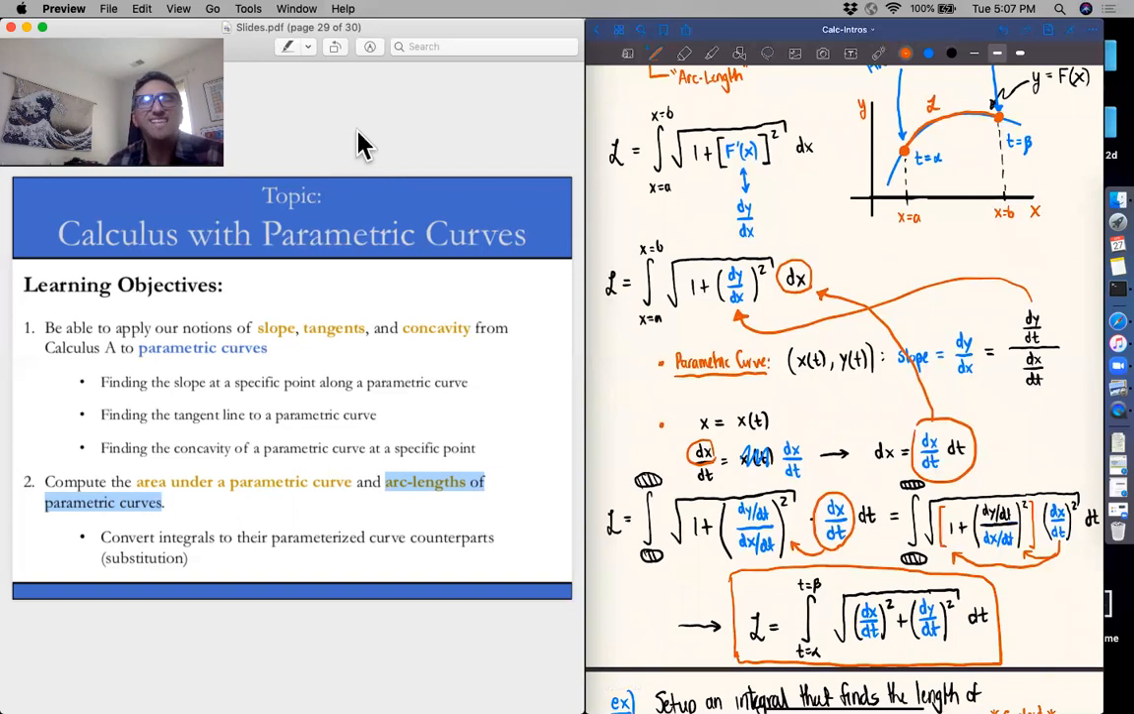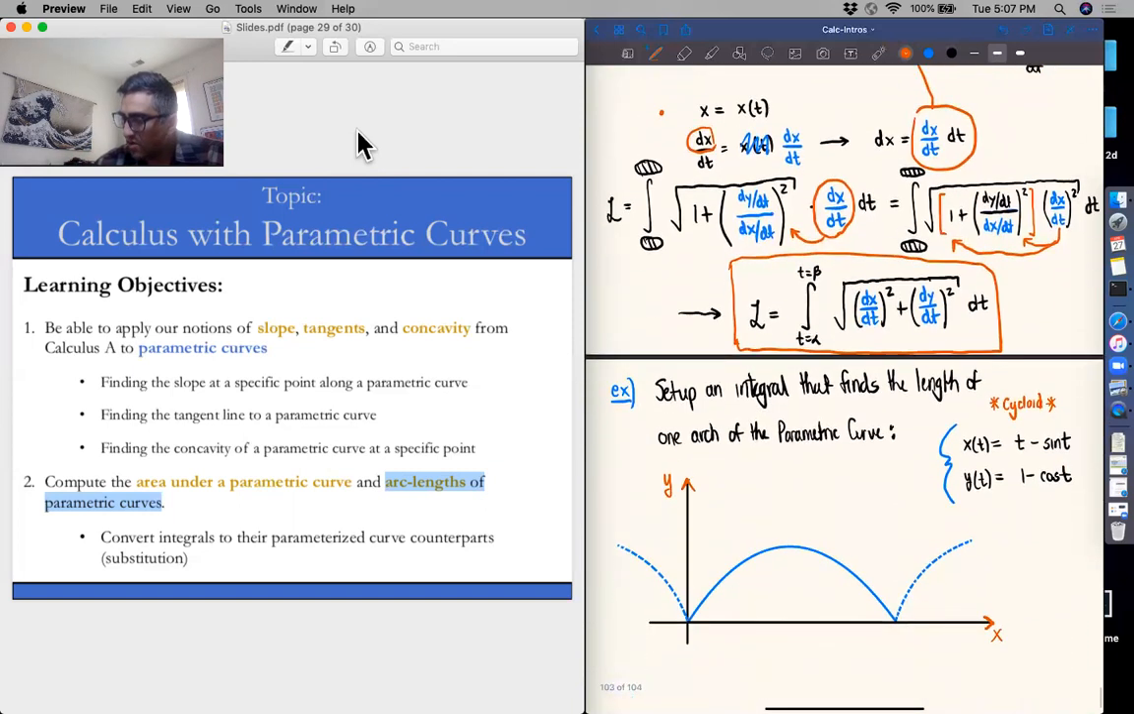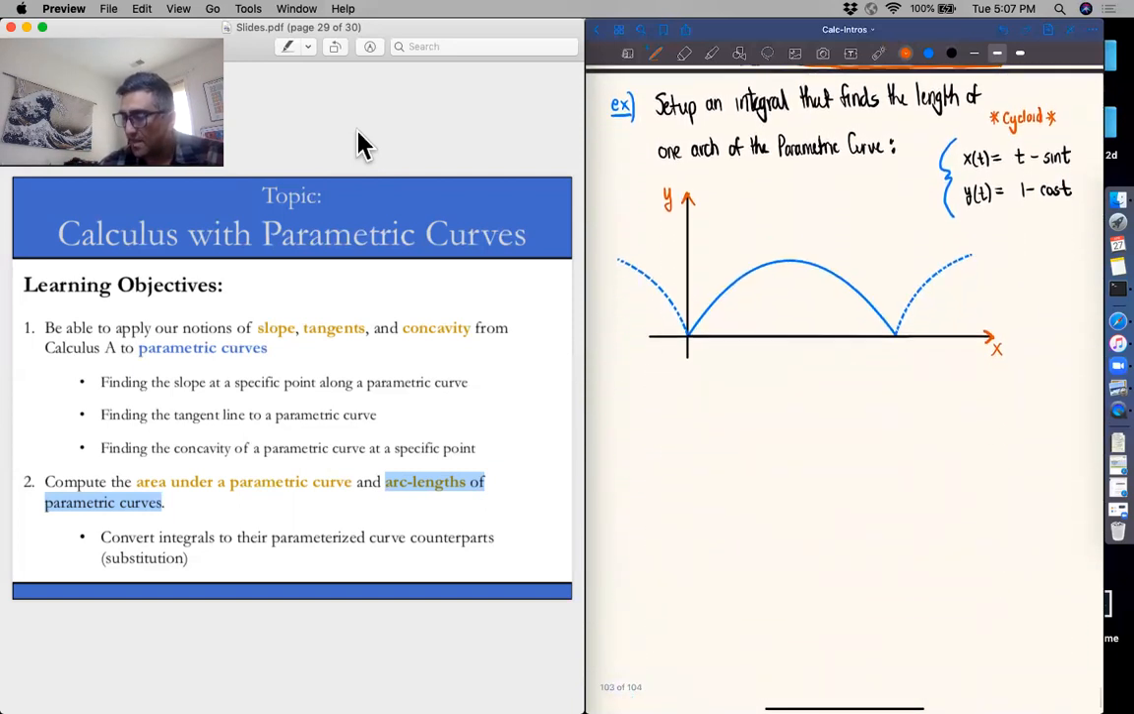So let's go ahead and do an example that involves that specific formula. We're going to revisit our friend the cycloid to do this particular example. We want to set up an integral that finds the length of one arc along the parametric curve given by this cycloid on the right-hand side. x is equal to t minus sine t and y is equal to 1 minus cosine t. Just so we're all clear, we want to find the length of one of these arches. So we want to start at one point, and at the next time the curve touches the x-axis, we're interested in finding the length of one of these arcs in general.